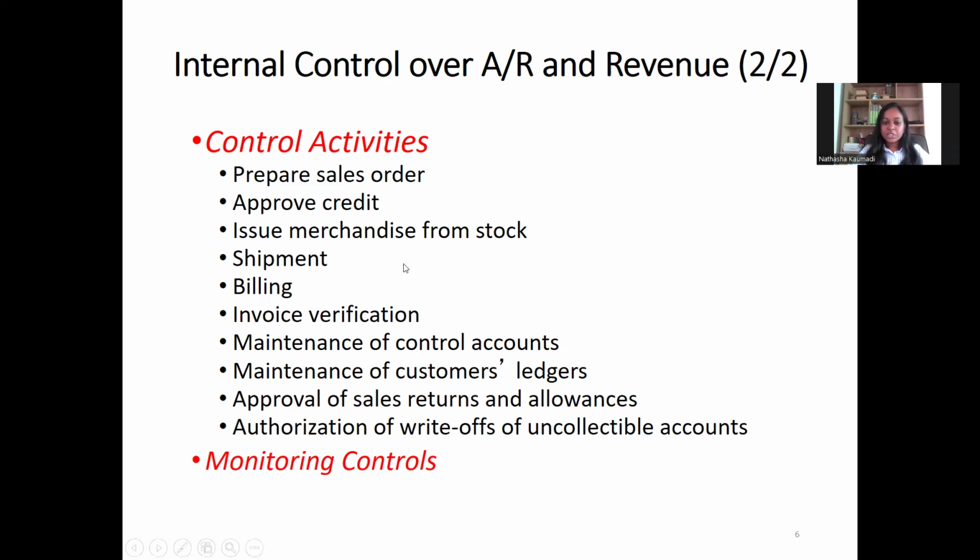And then invoice verification, maintenance of control accounts, maintenance of customers' ledgers, approval of sales returns and allowances: who is approving the sales returns, who is recording sales returns, what is the process. Authorization of write-offs of uncollectible amounts, that means basically bad debts. How are we going to make the bad debts? Who is approving? For these instances, we need to have control activities. And after that, we have to monitor these control activities as well. So these are the main things we have to consider when talking about internal controls.